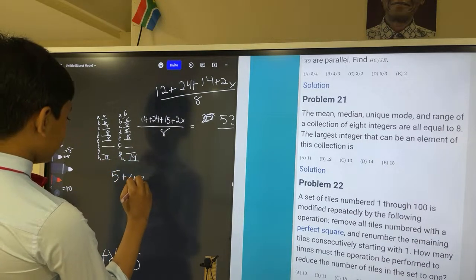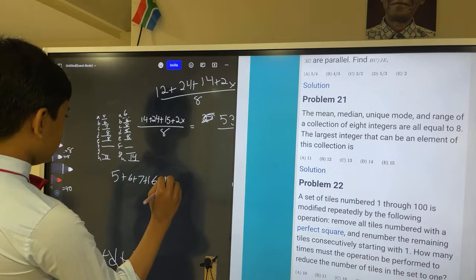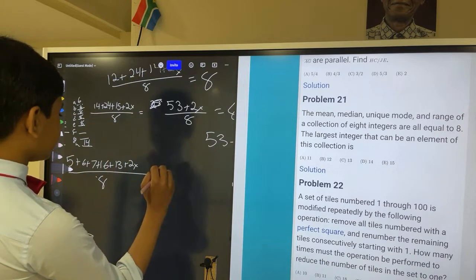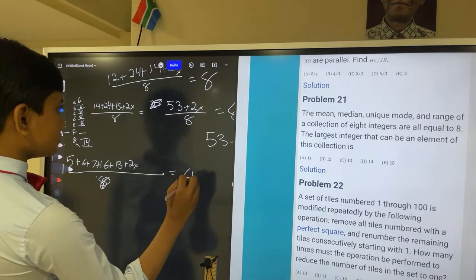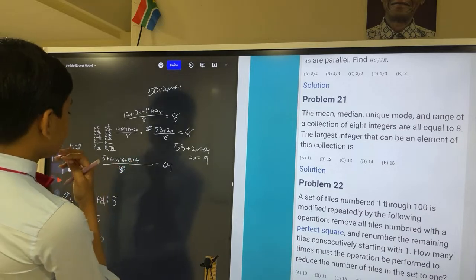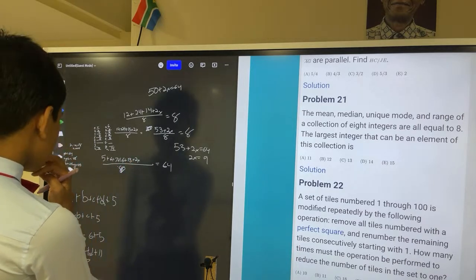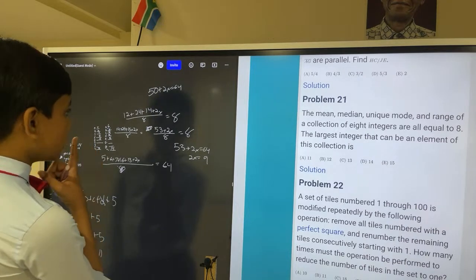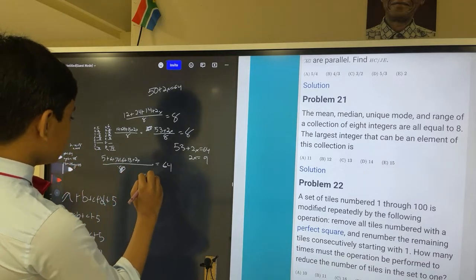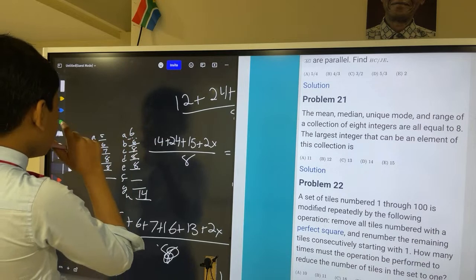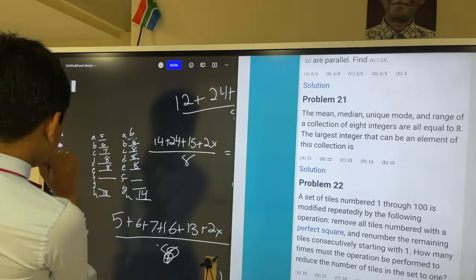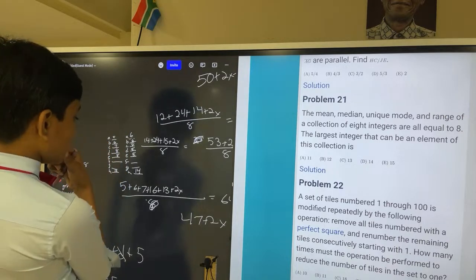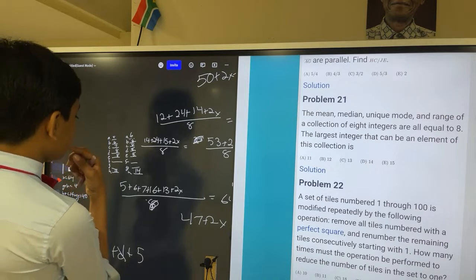5 plus 6 plus 7 plus 16 plus 13. Does this work? Let's find out. 13, 18. 18 plus 13 is 31. 31 plus 16 is 47. 47 plus 2x is okay. So that means that the way it is right now, we can't have one.